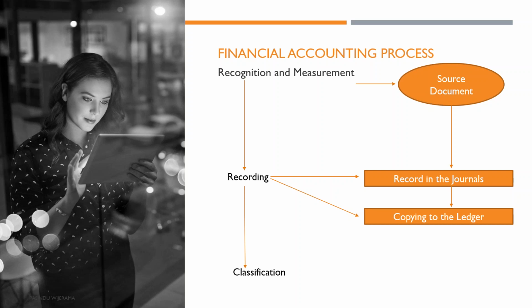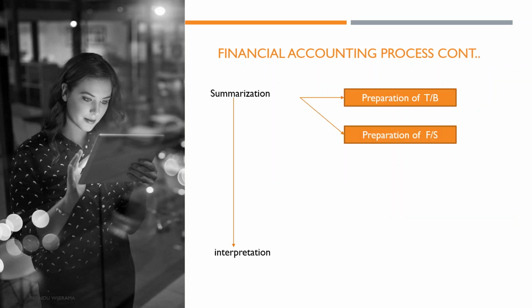So what happens in interpretation? We'll do that part later. That is the last function in accounting. Interpretation means we present the information in a way that they can understand. The preparation of accounting ratios, the analysis part, everything we'll do with that.